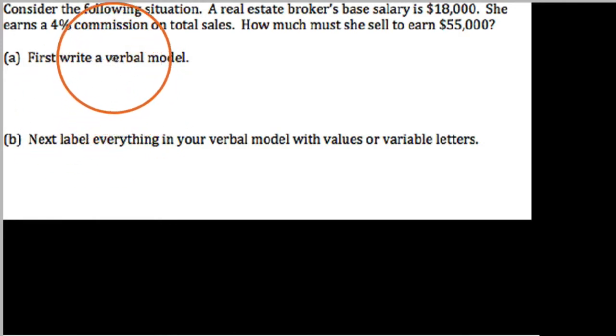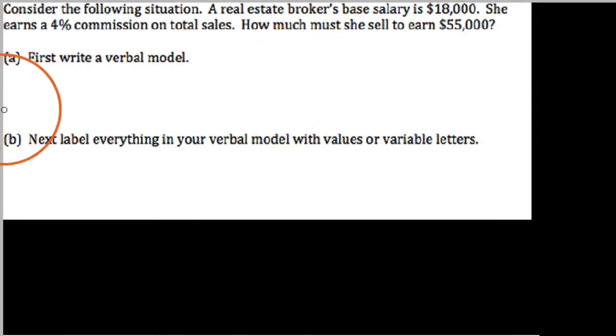Consider how much you would make if this was your situation. If I said, hey, I'll pay $18,000 plus 4% commission on your total sales, that just means I'll also give you 4% of whatever you sell. So how much would I have to sell to make 4% commission on top of my $18,000 and have it add up to be $55,000?